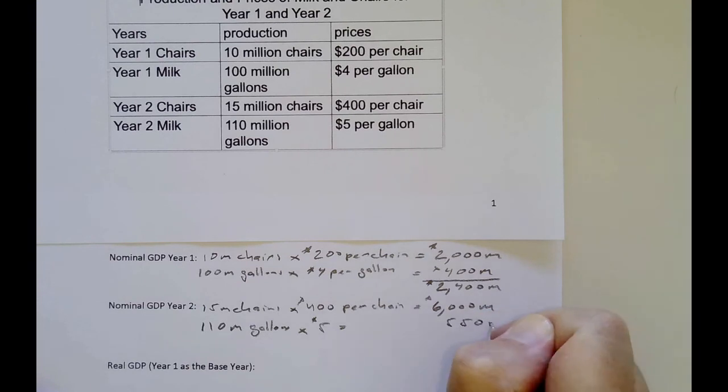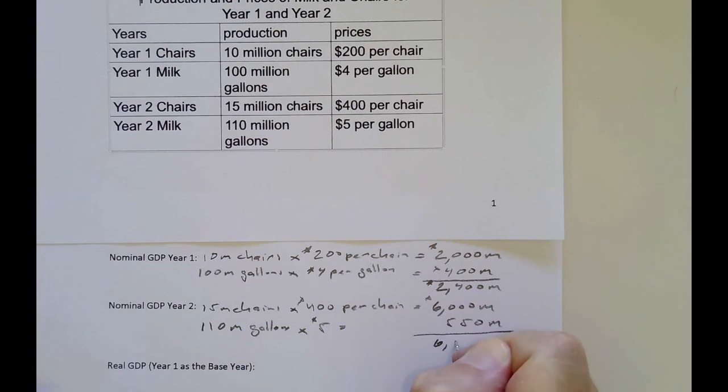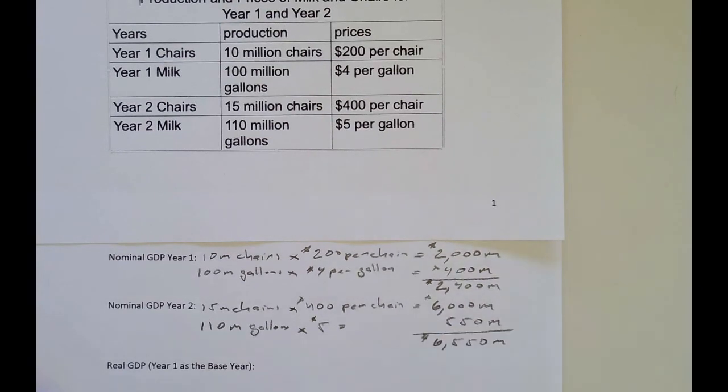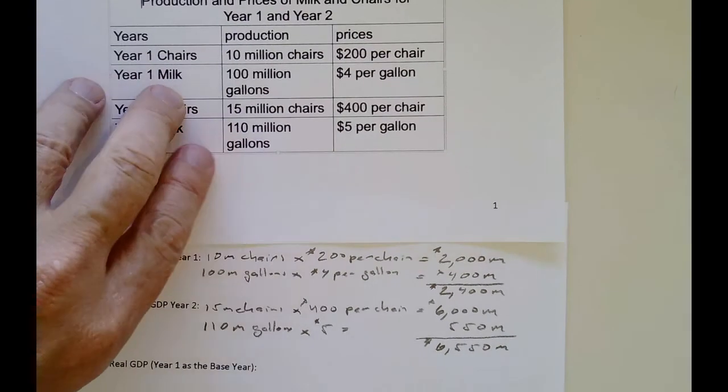This was a face-to-face class. I'll tell my students always check my math, and that'd be $6,550 million. I'll bring it up now.